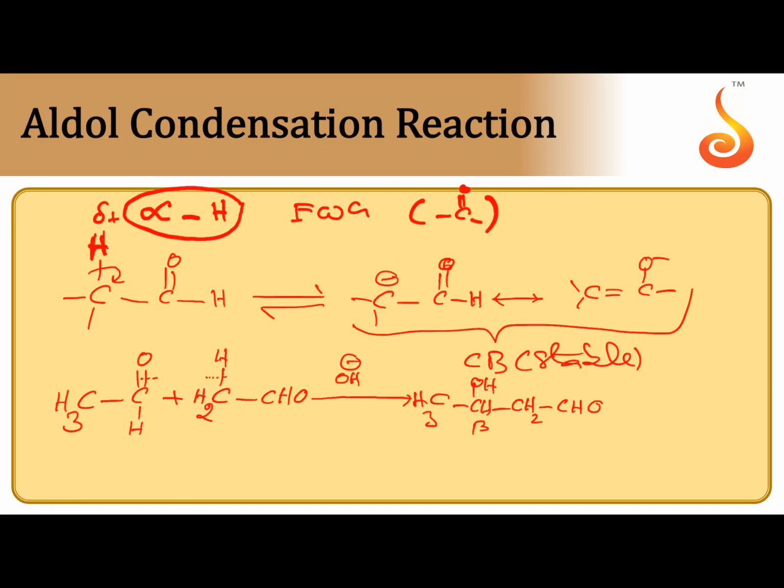At the beta position an OH group is present. Since both OH and aldehyde are present, the intermediate compound is called aldol. Aldol on heating loses OH from the beta carbon and H from the alpha carbon. Between alpha and beta a double bond is created: CH3 CH double bond CH CHO. So an alpha beta unsaturated aldehyde is obtained. This reaction is called aldol condensation. Remember, to undergo aldol condensation, an aldehyde or ketone should have at least one alpha hydrogen.